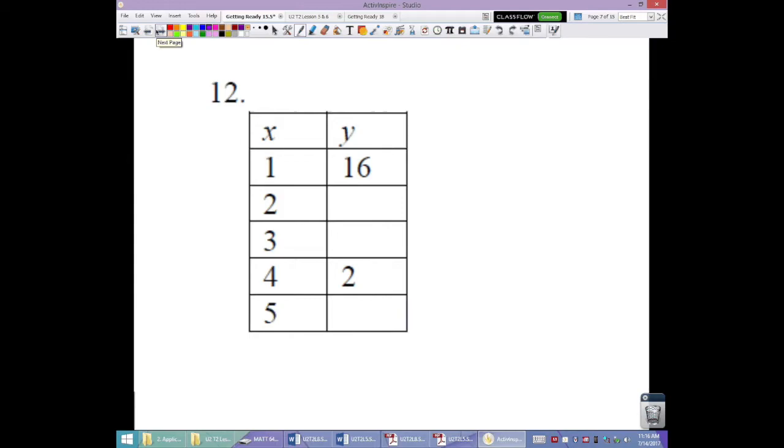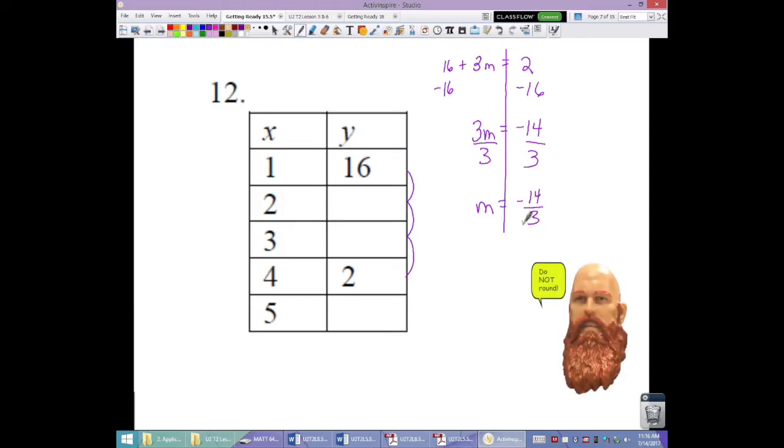Number 12. This time, to get from 16 to 2, we're going to have to add our common difference once, twice, 3 times. So 16 plus 3m equals 2. Subtract 16 on both sides. So 3m is negative 14. Divide by 3. m is equal to negative 14 thirds.